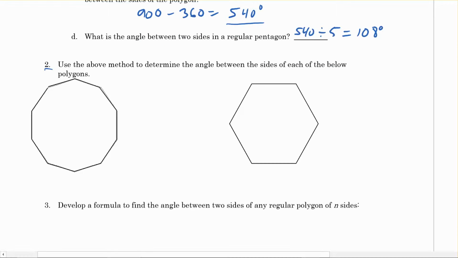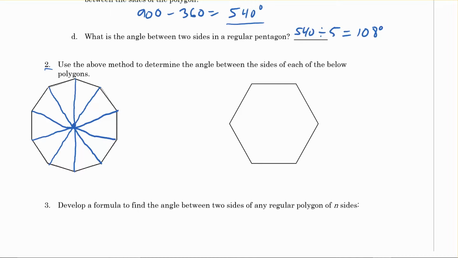And number 2 says, use the above method to determine the angle between the sides of each of the below polygons. So this polygon has 10 sides. Okay, so we're going to do the same thing here. So I know I've got 10 triangles here now, right? Each triangle, all the angles have to add up to 180 degrees. I've got 10 of them, so I'm going to go times 10. So that's going to be 1800 degrees. So that's all my angles, right? Like every angle, like that one, and that one for every triangle.